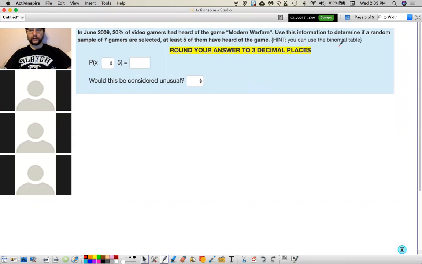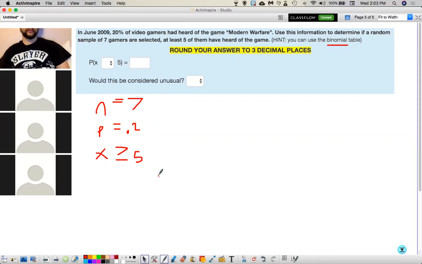So it tells you right here it's binomial. So it's N, P, and X is what we're looking for. N is 7 gamers, so 7. P is 20%, so that's 0.2. And we want at least 5. So translate that to a symbol. At least is greater than or equal to 5. All right.